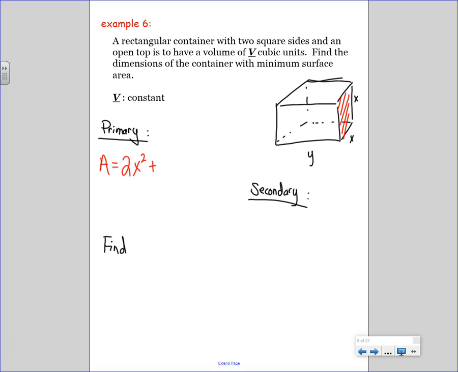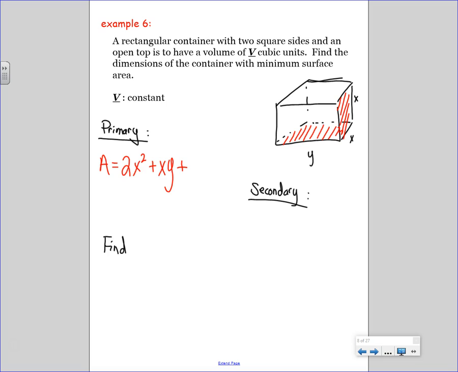We have 2 of those sides. We have this side, this is the base, which would be x times y. We only have one of those because it says open on top. So we only have one of the bases. Only have a bottom, not a top.